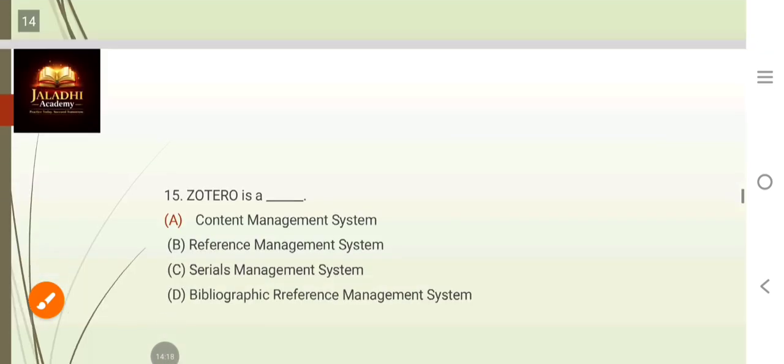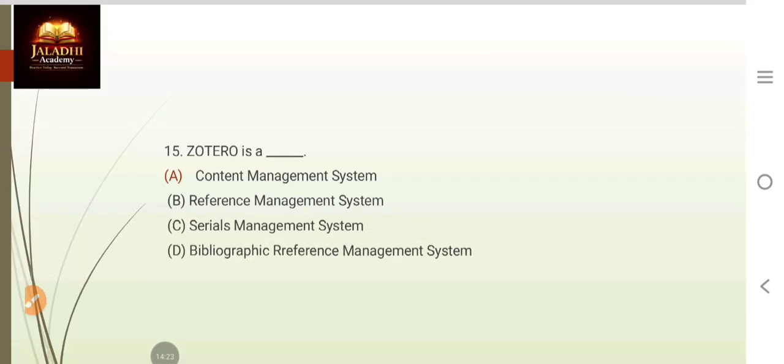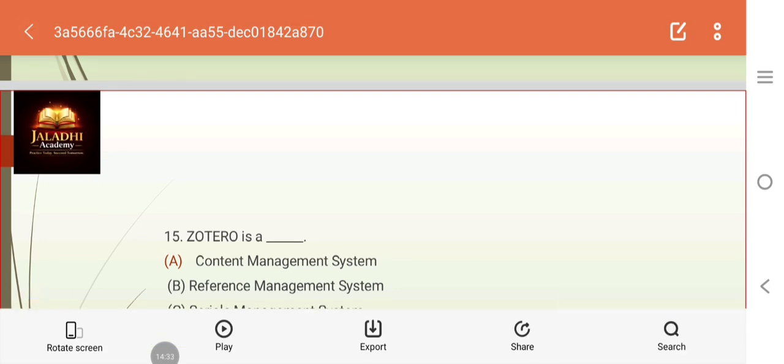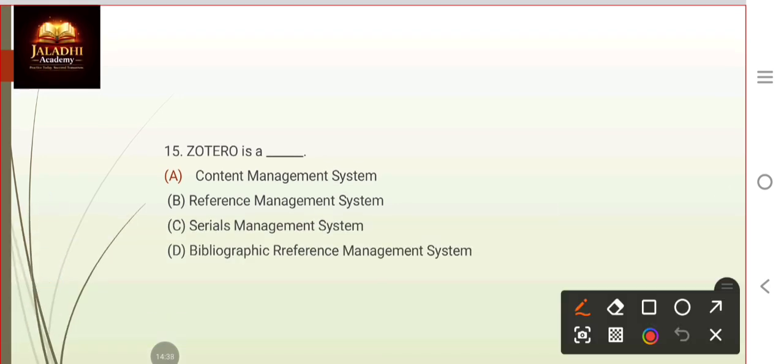Okay, is it clear? Then, Zotero is a. This is a most repeated question. We will see the options one by one. Content management system is website management. Reference management system is a general reference, which is incomplete. Serial management system is related to journals only. Then bibliographic reference management system. Yes, Zotero manages citations and also references. Correct answer is D.